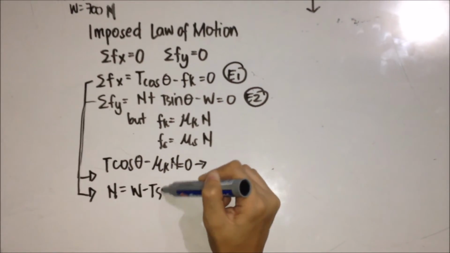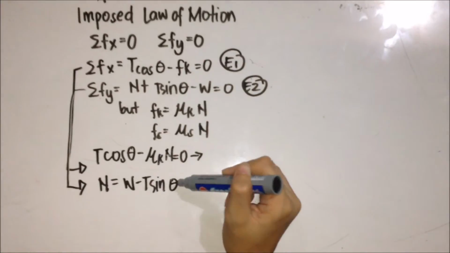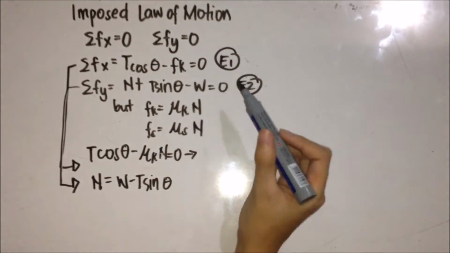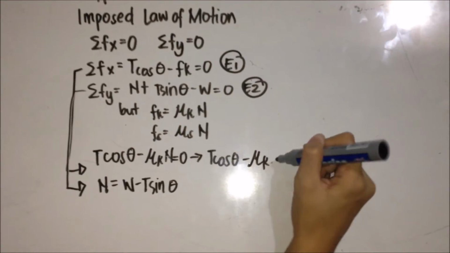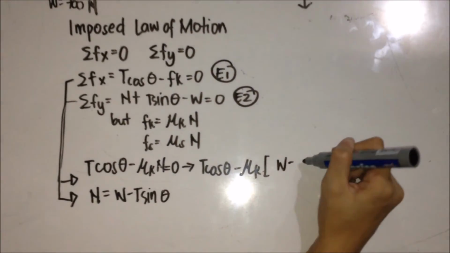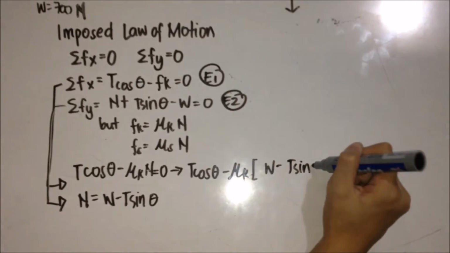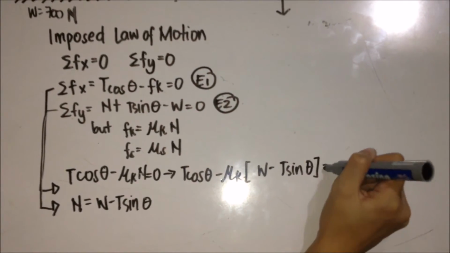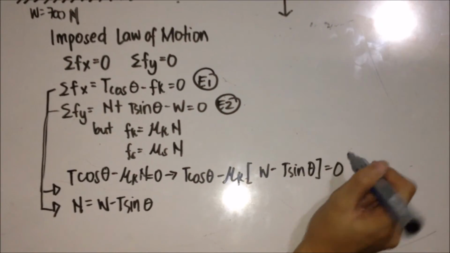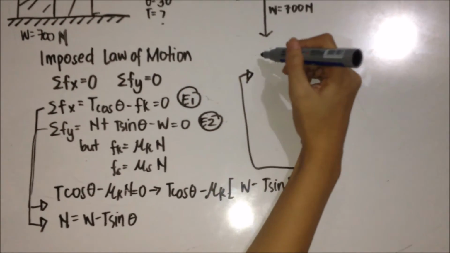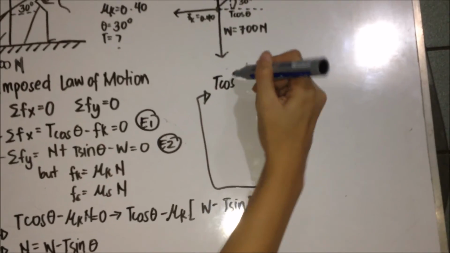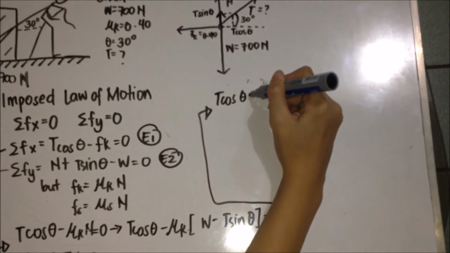Now we have our formula for normal force, we can substitute it in our first equation. Now we have T cosine theta minus mu k times the quantity W minus T sine theta equals 0. We will notice that in our equation, we can see all the variables given from our problem. We will now work on our working equation to solve the tension force.